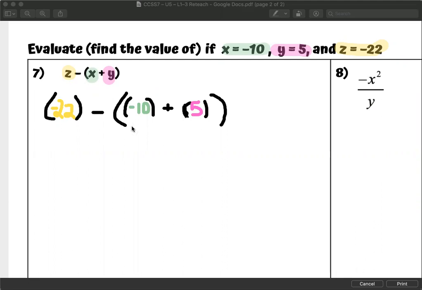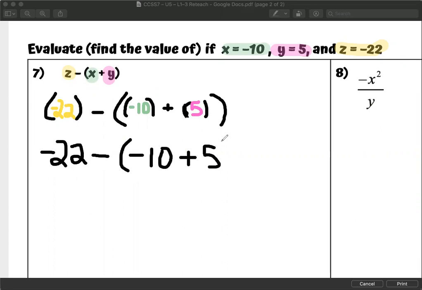So I'm going to rewrite it the other way. Let's say I didn't do all those parentheses and I just plugged in. We've got negative 22 minus plugging in my x value of negative 10 plus our y value of 5. That works too. I'm going to simplify within my parentheses first because that's what the order of operations says to do. So we've got negative 10 plus positive 5. Those are opposites. We find the difference, which is 5. There were more negatives, so it is negative 5.